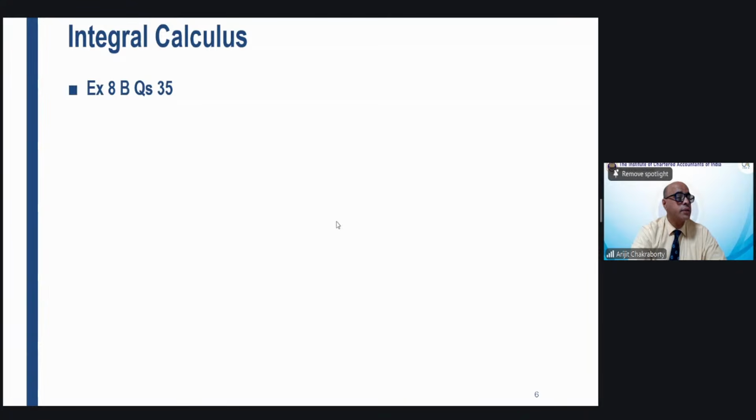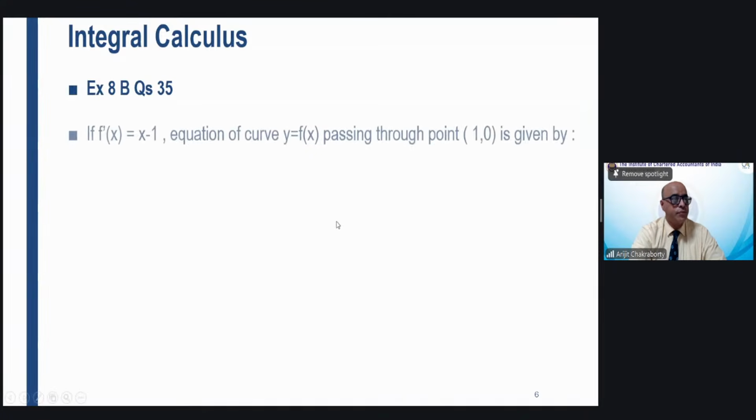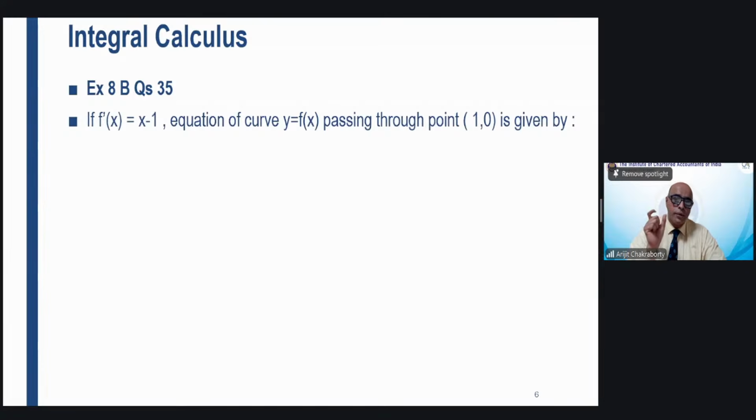Now we will look at exercise 8B, question number 35. This is on integral calculus. The question is, f dash x is equal to x minus 1. Please see the question. You can open the study material and check the question. Equation of the curve y equal to fx passing through the point 1, 0 is given by what? Options दिया हुआ है, like it's an MCQ, so you are getting 4 options. So please see, question में जो दिया हुआ है वो है f dash x is given, and that is equal to x minus 1.